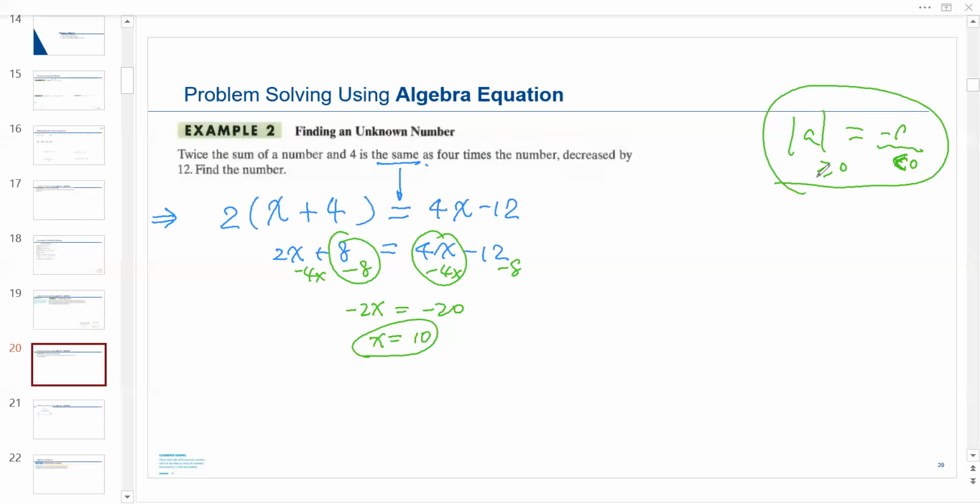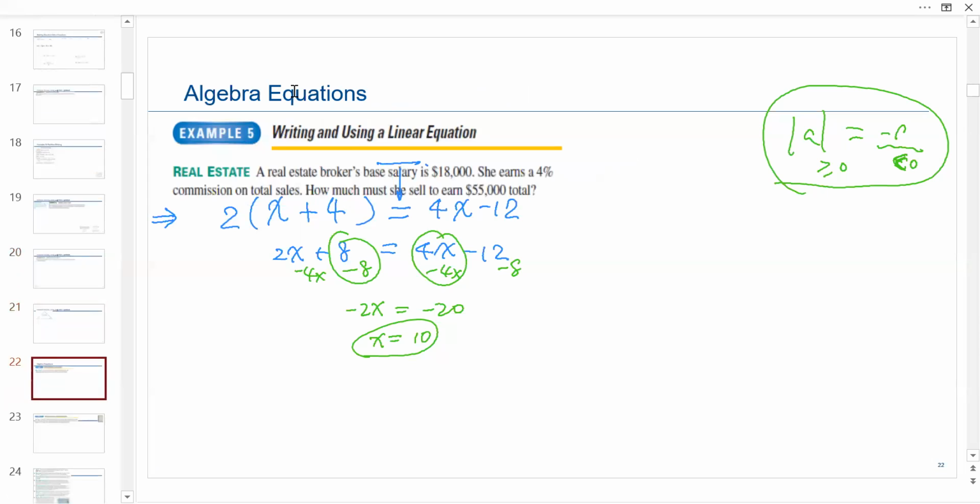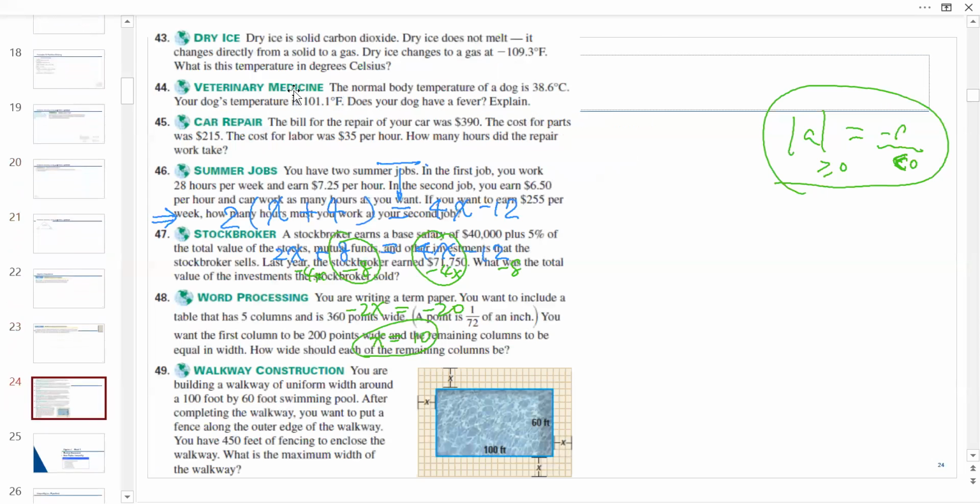The second topic is problems with algebra equations. I will send this out as homework as well. Like this one, I brought pretty many of them to write here. I assign them as homework to you guys, so you can finish them and practice.